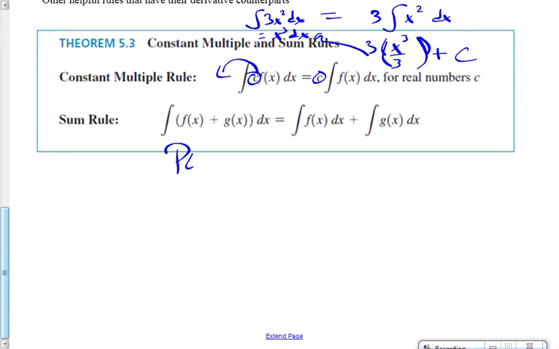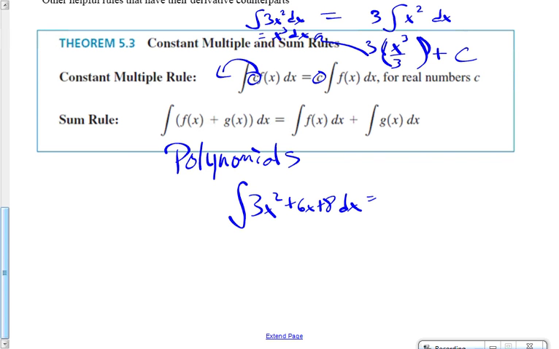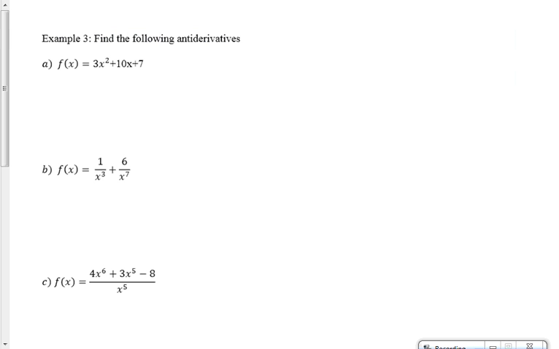The sum rule allows us to do what we do with polynomials. The idea is if I have the integral of 3x squared plus 6x plus 8 dx, the sum rule allows me to break it up into 3 different integrals. Now, I don't normally write all this out when I do it, because it's easier to do in my head and integrate each part instead of rewriting the symbols. And I think you'll understand that as we go here.